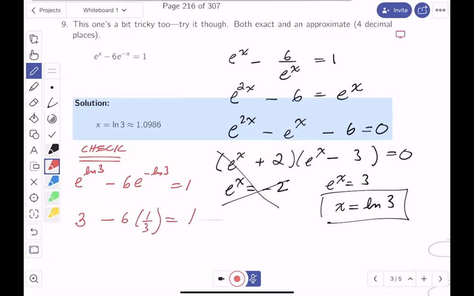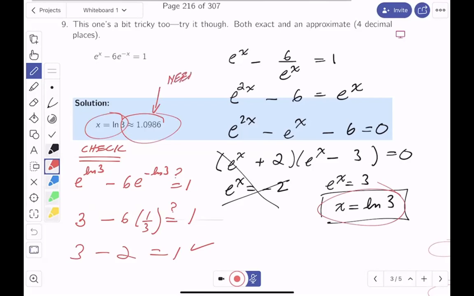Well, does that equal 1? I might put a question here. Maybe it doesn't. What do you get? 3 minus 2. Certainly that equals 1. It checks out beautifully. That's the exact answer. If you want the approximate answer, use a calculator. So you're going to need a calculator for this one. All right, you're not going to be able to do that in your head. All right, that was number 9.